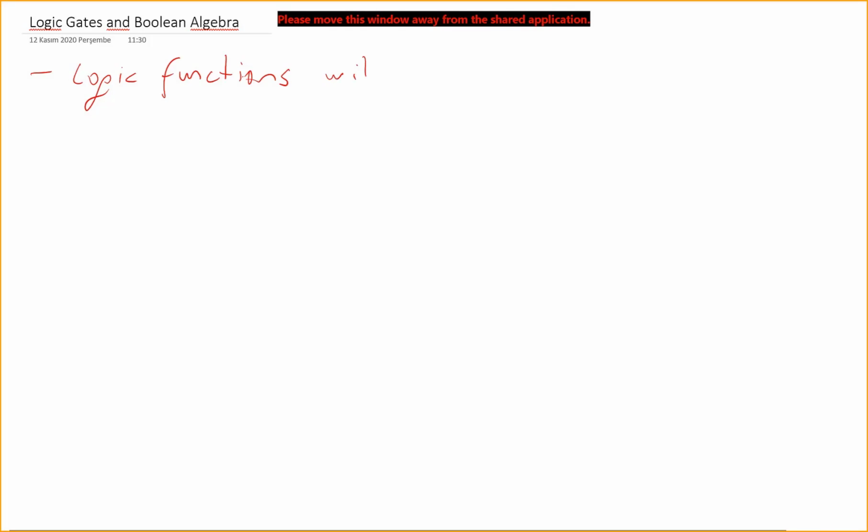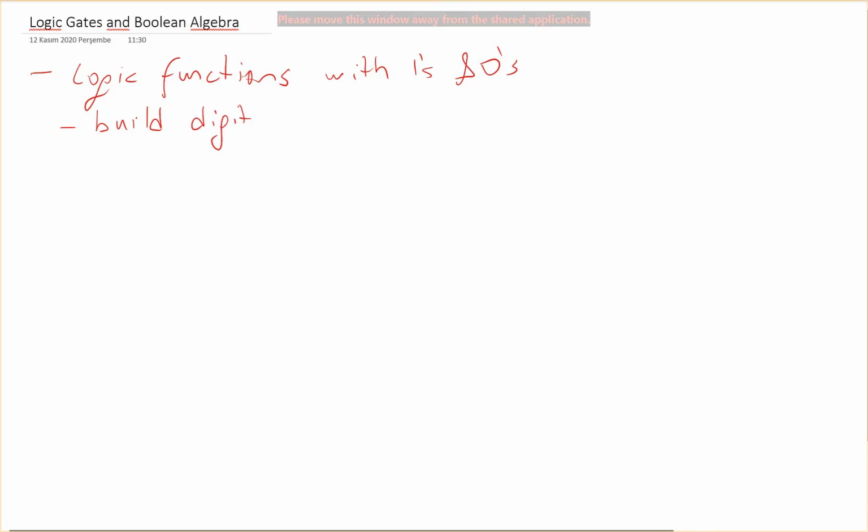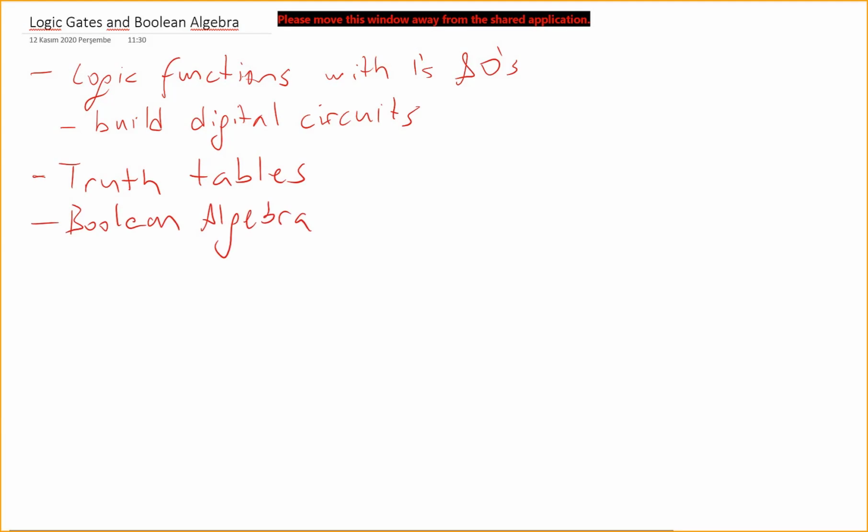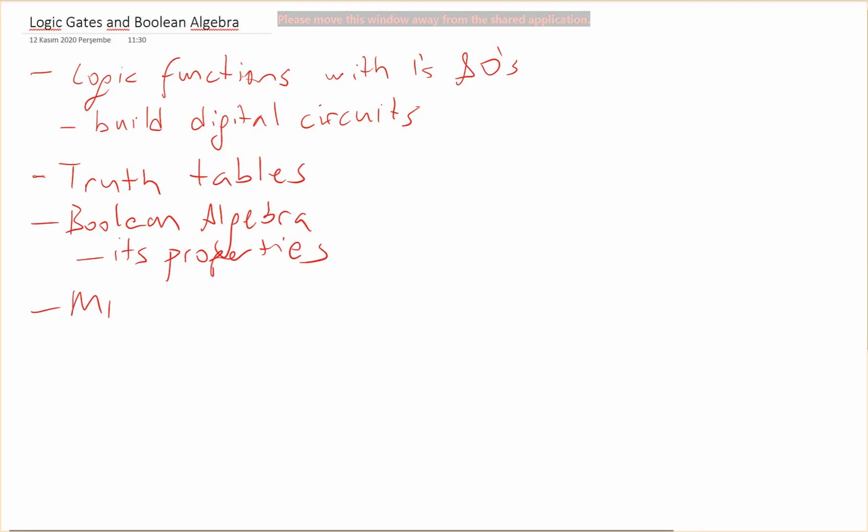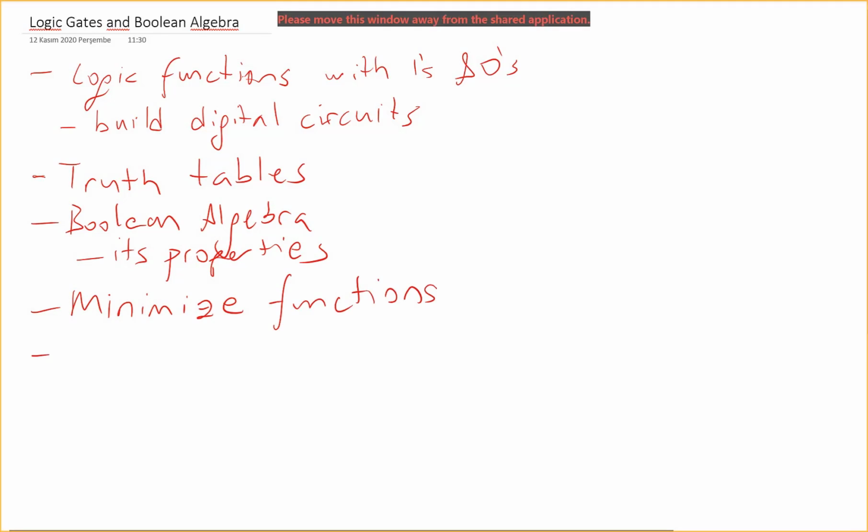So today we will start a new section and it's called logic gates and Boolean algebra. In this we will see logic functions with ones and zeros, and we will build some digital circuits or logic circuits. We will look at truth tables, Boolean algebra and its properties. Then we will see how to minimize functions and how to transform our Boolean functions.